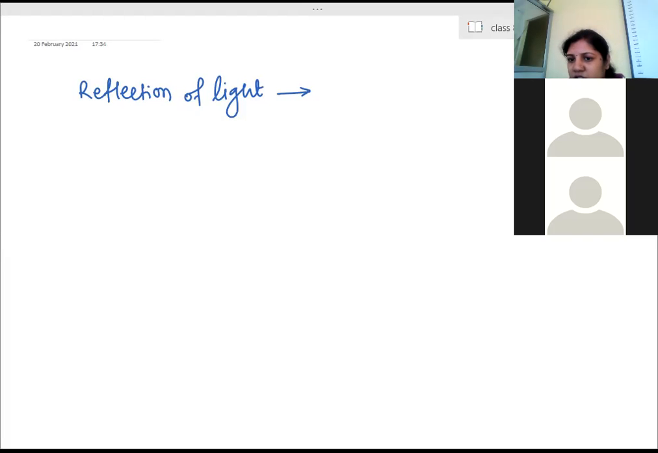Keep writing these answers, these points. Bouncing back of the light when it strikes the smooth polished surface into the same medium is called reflection of light.